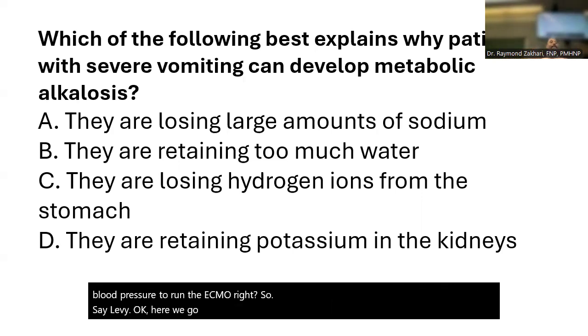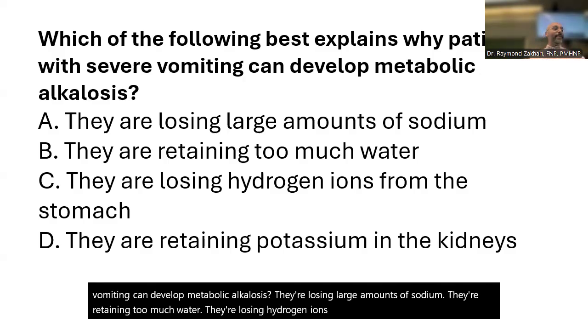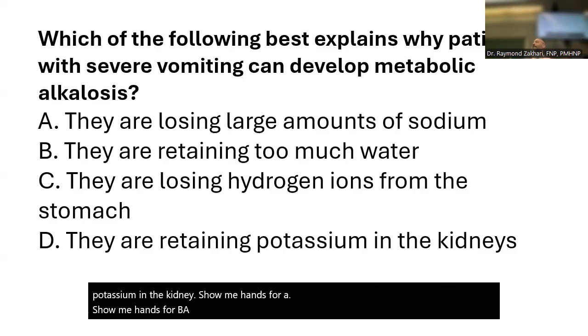Okay, here we go. Which of the following best explains why patients with severe vomiting can develop metabolic alkalosis? A: They're losing large amounts of sodium. B: They're retaining too much water. C: They're losing hydrogen ions from the stomach. D: They are retaining potassium in the kidney. Show me hands for A. Show me hands for B. Show me C hands. Yay, we don't need to talk anymore. D, they're retaining potassium in the kidneys, wrong also.